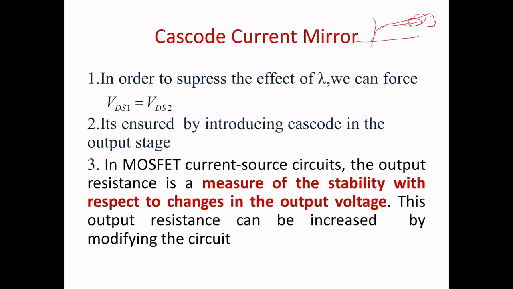The first concept: there are only three objectives for why you want to go for a cascoded current mirror. The first is that I want to make VDS1 equal to VDS2.